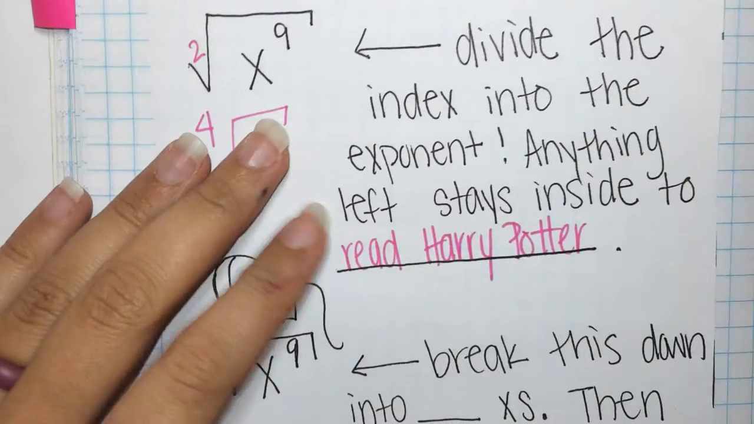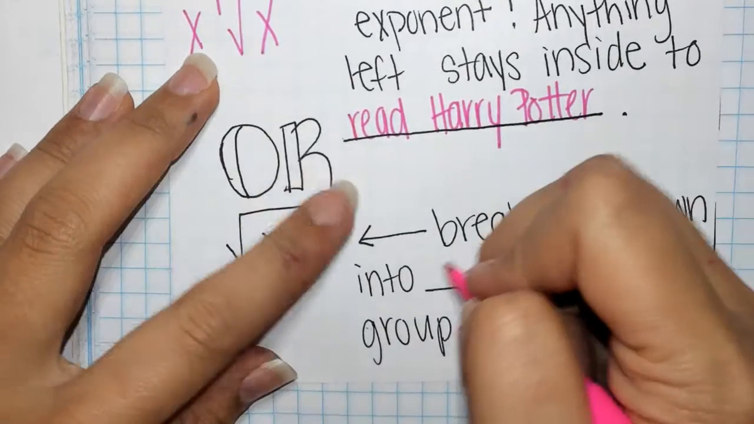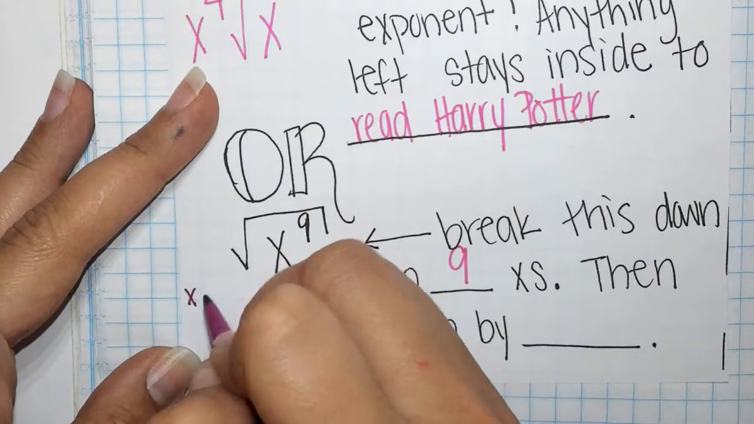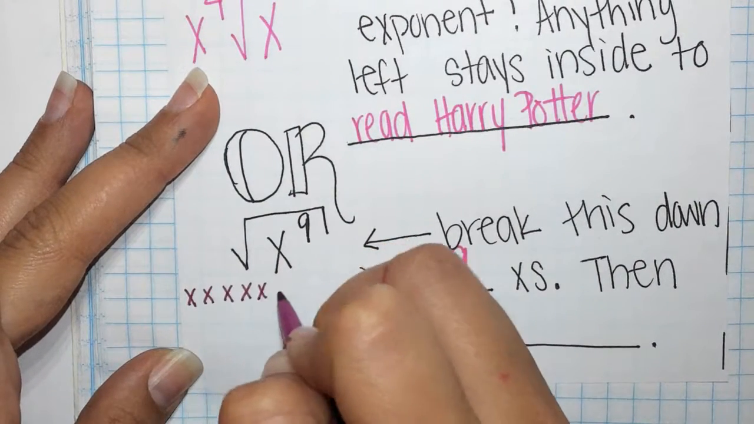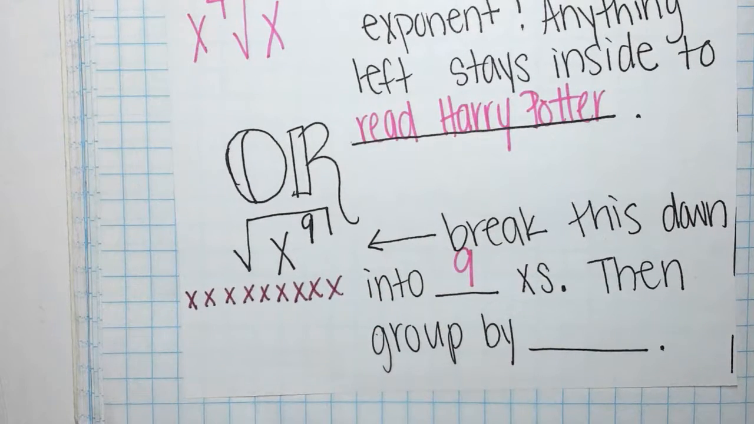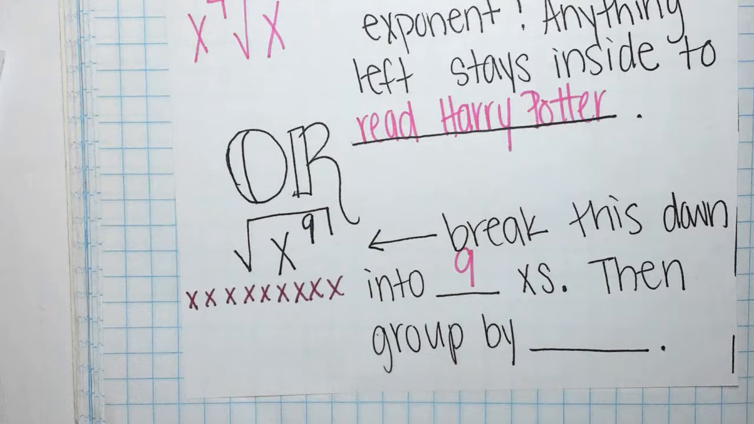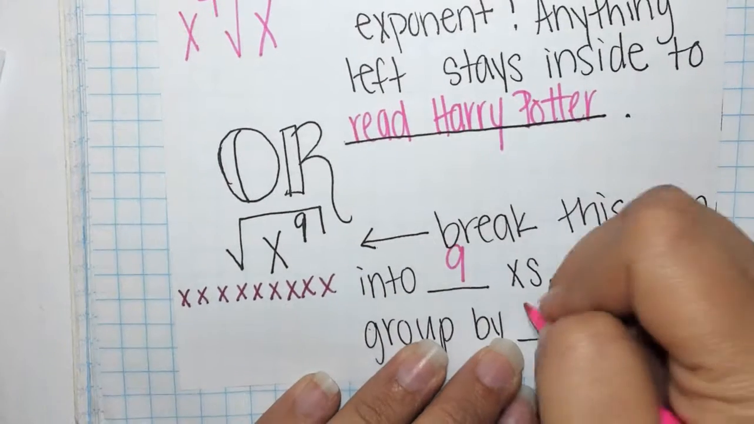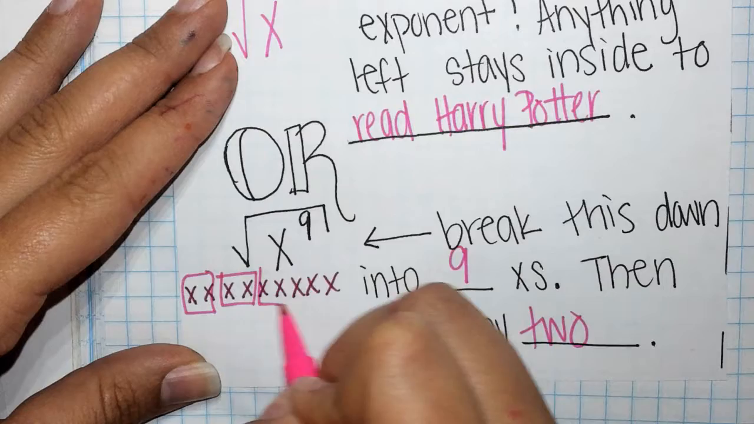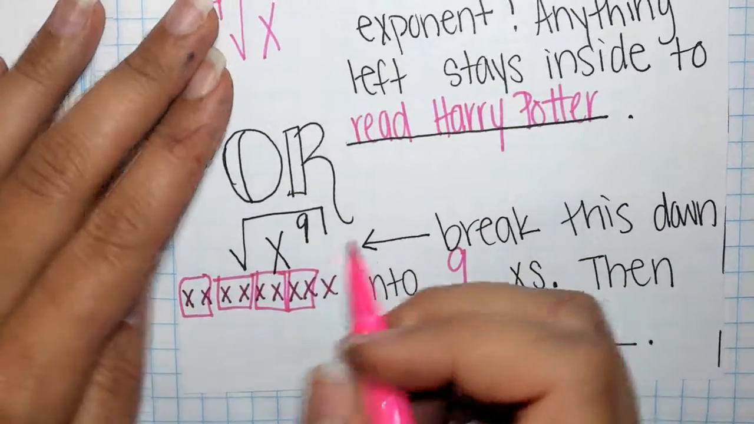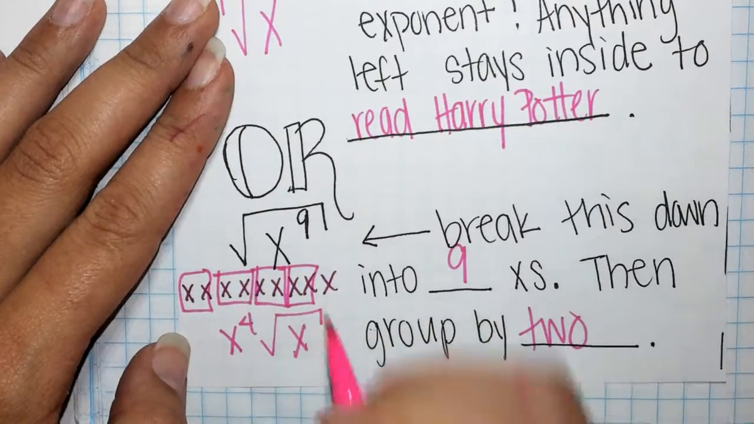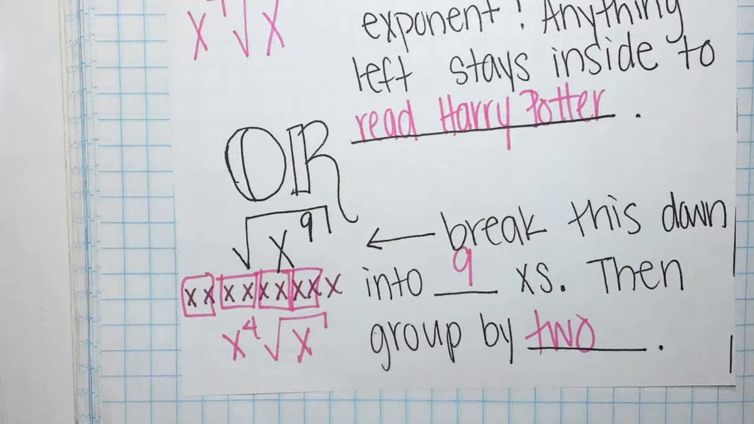Now, you can do it that way, or you can break it down into 9 x's. So let's write 9 x's. 1, 2, 3, 4, 5, 6, 7, 8, 9. Now, what's our index? So we're going to group them into 2. So we have 1 group of 2, 2 groups of 2, 3 groups of 2, 4 groups of 2. So that's where we got x to the 4th from. And then how many do we have left over? 1. And that's what stays inside. Isn't it awesome?